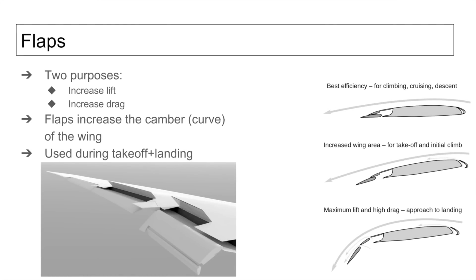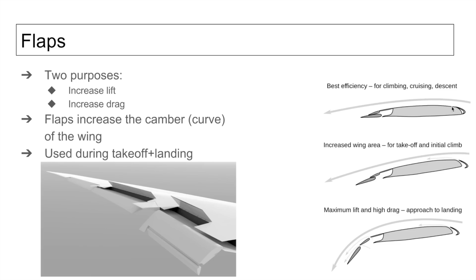Flaps. It's not a main control surface and not all aircraft have it, but flaps are used to increase lift and also to increase drag. Flaps change the shape of the wing by increasing the camber, or the curvature, of the wing. They're used during takeoff and landing, and also climbing and approaches. They're used so you can have steeper approaches, and they work by allowing the pilot to fly slower than normal by increasing lift.